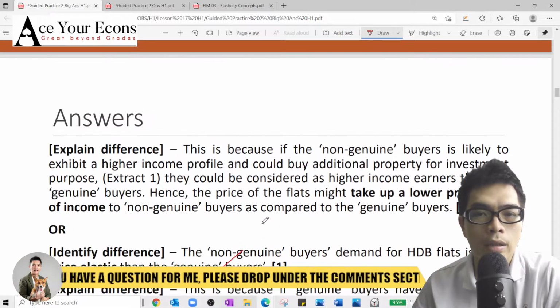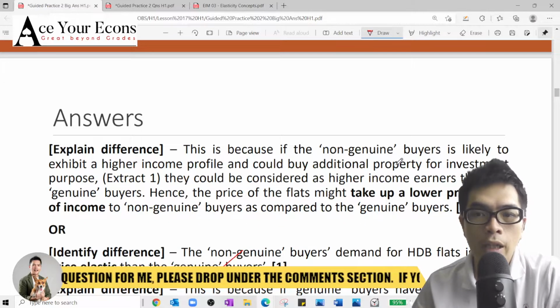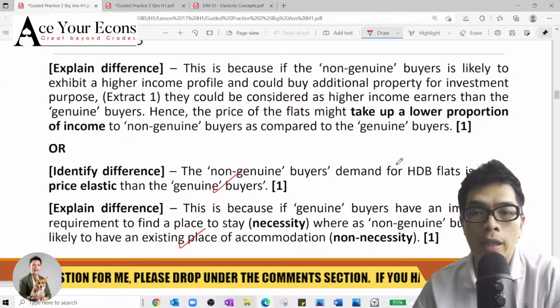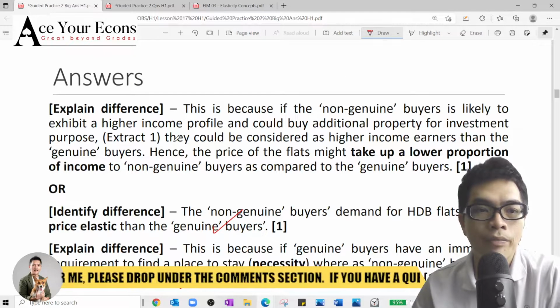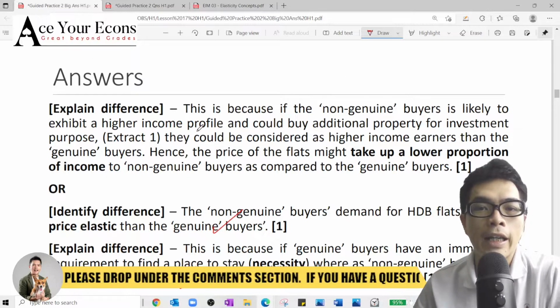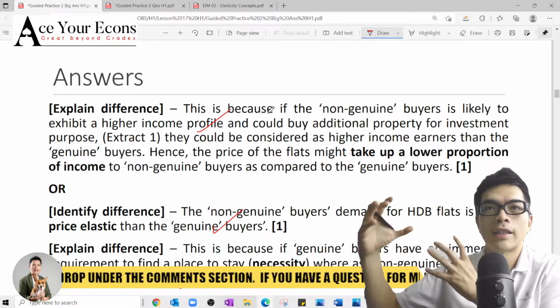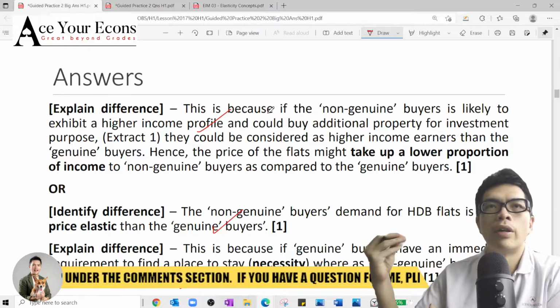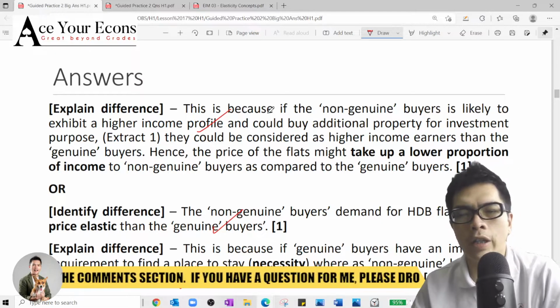mark. So another way to explain the difference is to look at the proportion of income taken. So the assumption is that non-genuine buyers exhibit a higher income profile, right? So when they exhibit a higher income profile, when they buy an additional flat, it will take up a lower proportion of their income.